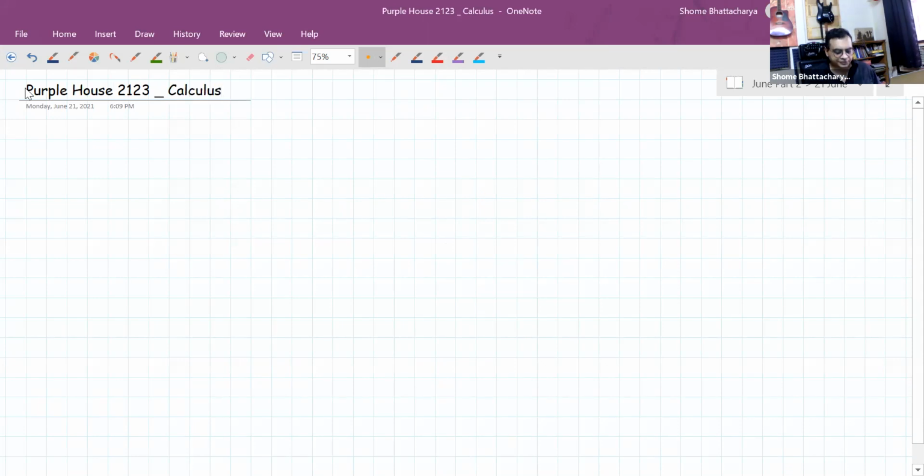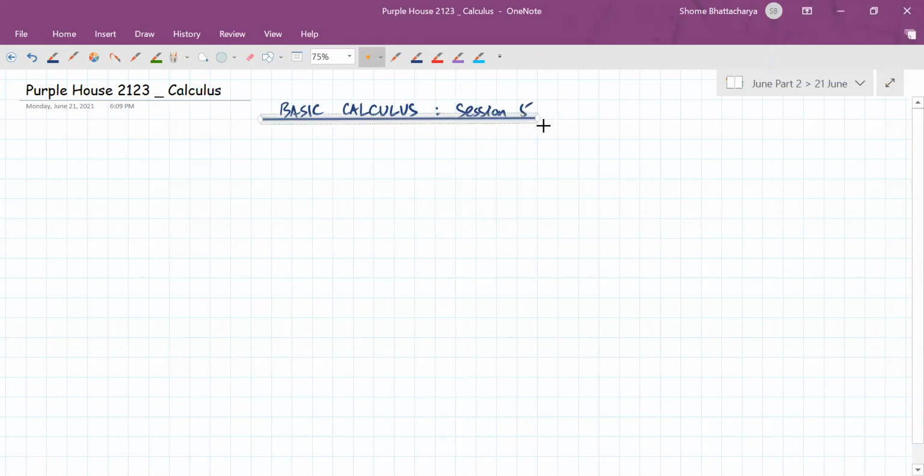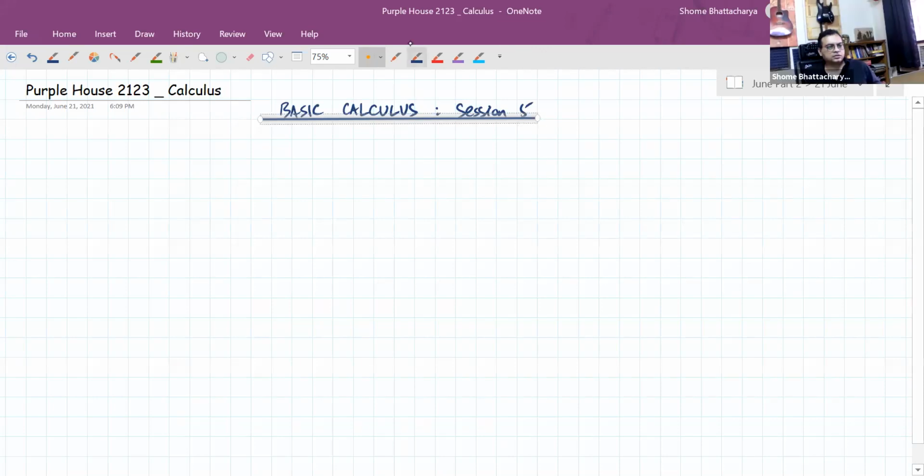So I think this is our fifth lecture of basic calculus. Last lecture, we had just about started with some additional formulas for differentiation of trigonometric functions, sine and cos. So we will be looking at those aspects also today. But to begin with, let's start with doubts and discussions from worksheet number 2.